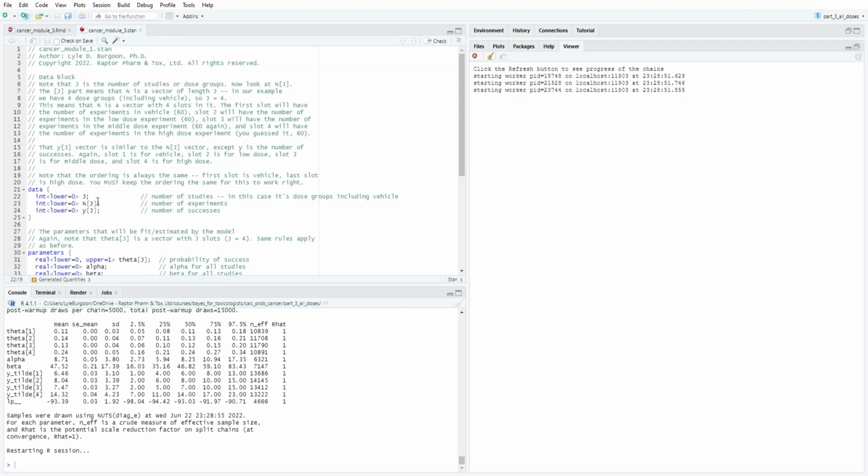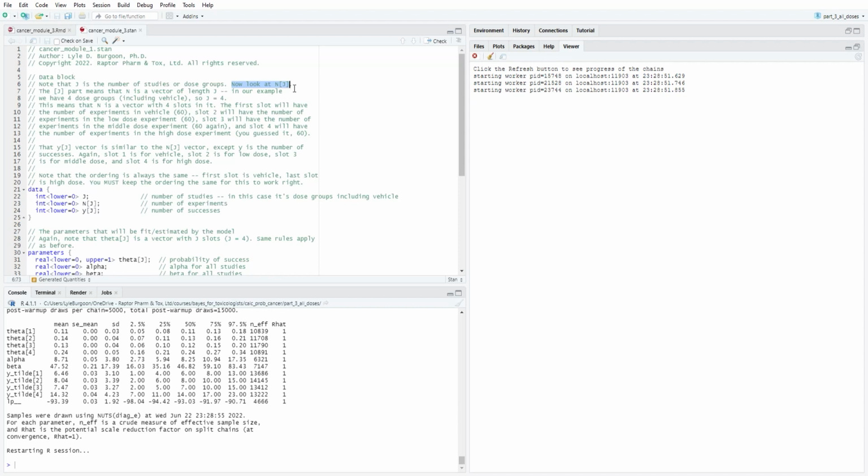You can't see the air quotes I'm doing with my hands, but studies. All right, and that's what this is explaining here. J is the number of studies or dose groups. Okay, now we're going to look at N bracket J. This is a new notation for us. I don't think we've talked about this notation before.